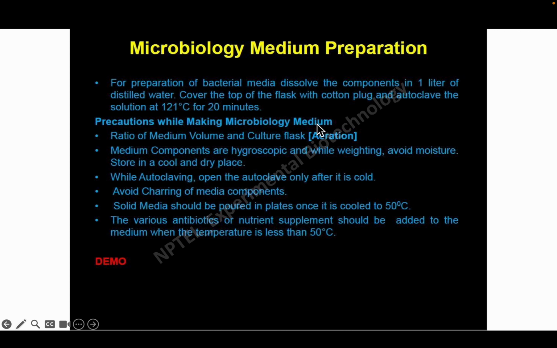Precautions while making microbiology medium: ratio of medium volume and culture flask. Aeration is needed, so in a 500 ml flask you can't make 400 ml media, right? You can make around 150 to 200 ml media. Medium components are hygroscopic, so avoid moisture, and store in a cool and dry place. While autoclaving, open the autoclave only after it's cold. Avoid charring of media components. Solid media should be poured in plates once it's cooled to 50 degrees Celsius. The various antibiotics or nutrient supplements should be added to the medium when the temperature is less than 50 degrees.